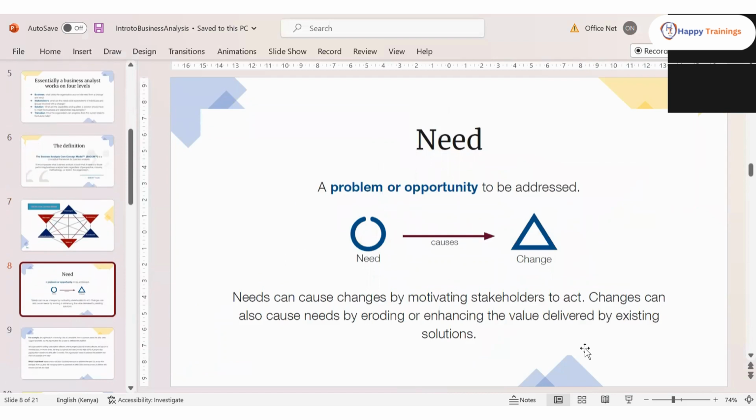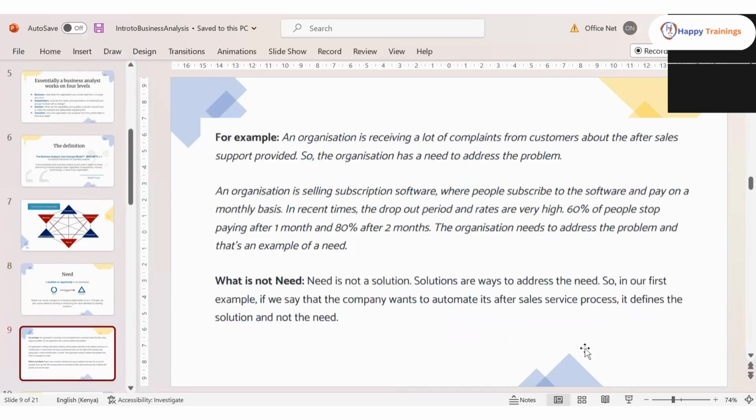First, a need: a problem or opportunity to be addressed. Need can cause changes by motivating stakeholders to act. Changes can also cause need by eroding or enhancing the value delivered by an existing solution. So any problem that exists in the organization is either an opportunity or a change. Whenever the need arises, it is going to cause the change. Let's take a look at the example.